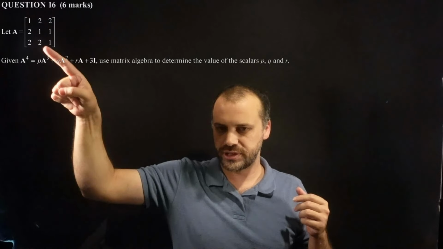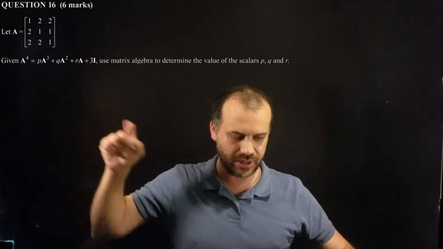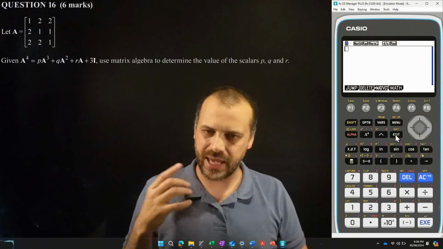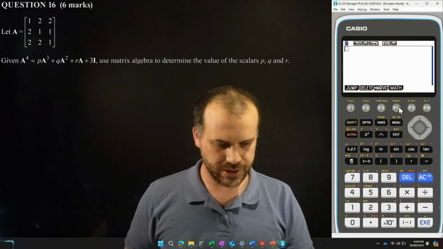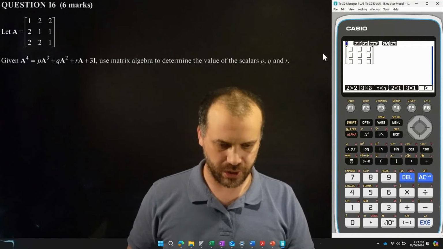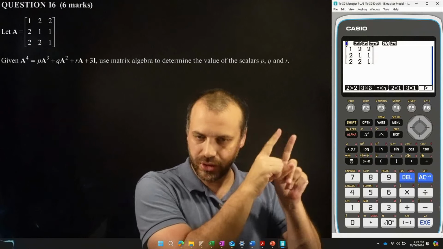So I've got a matrix and it just feels like I should put that matrix into this formula. Right, I am going to use my calculator to help me out. So here's my calculator and I enter a matrix into it. So I'm going to press the math button and I'm going to press this one here and a 3 by 3. And I'm just going to enter that matrix in. Okay, so far so good. I've got that matrix in there.